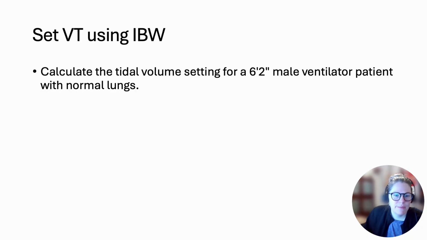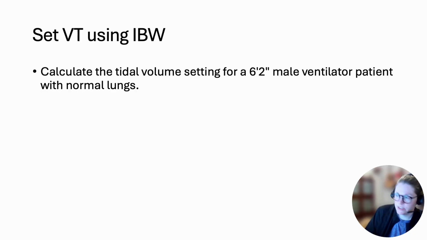All right, ideal body weight, everybody's favorite. Now there are lots of equations that can get you to an answer to figure out tidal volume, which is what we're doing with this ideal body weight. We are trying to set up a ventilator and set tidal volume for a patient based on ideal body weight. So let's read the problem here. Calculate the tidal volume settings for a 6'2" male ventilator patient with normal lungs.